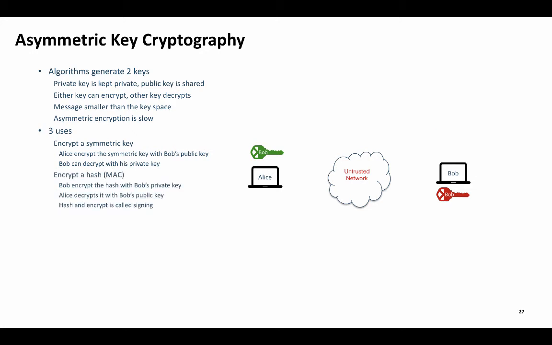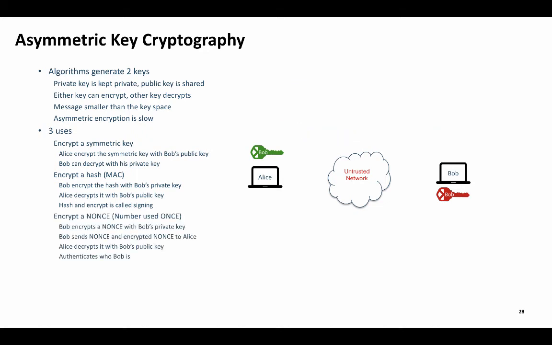The second thing asymmetric key cryptography is used for is to encrypt the hash to send the hash across an untrusted network to maintain the integrity of the hashed value. Here, Bob has a message he wants to send to Alice. He takes a hash of the message and encrypts the hash with his private key. He sends both the message and the encrypted hash across the untrusted network. Alice decrypts Bob's hash of the message and performs her own hash of the message. If the two are equal, then the message has not been tampered with.